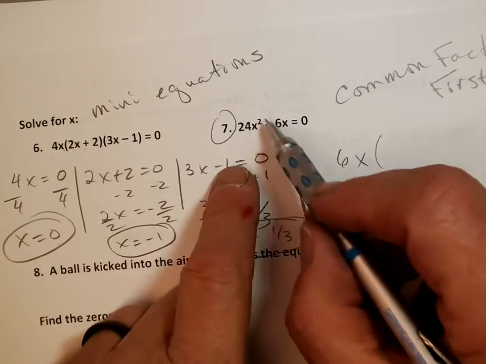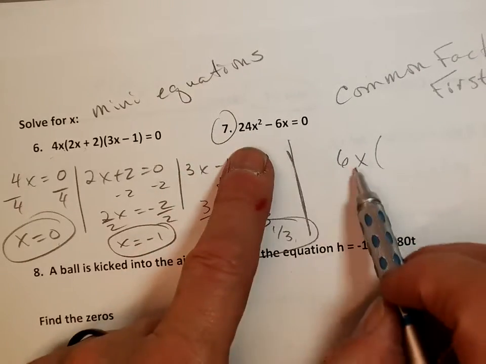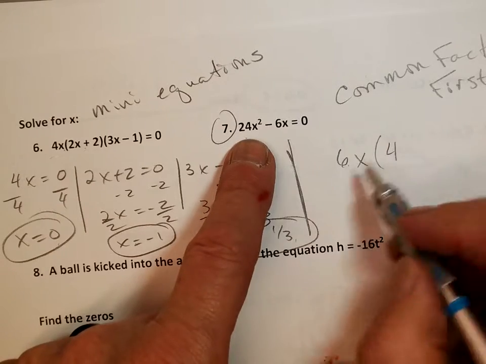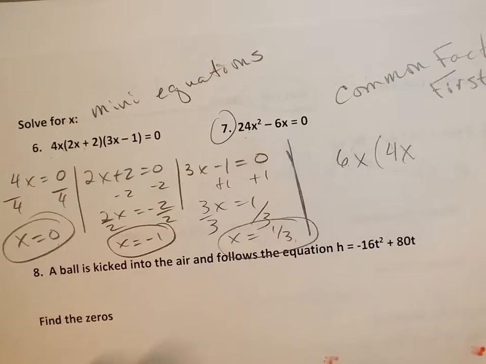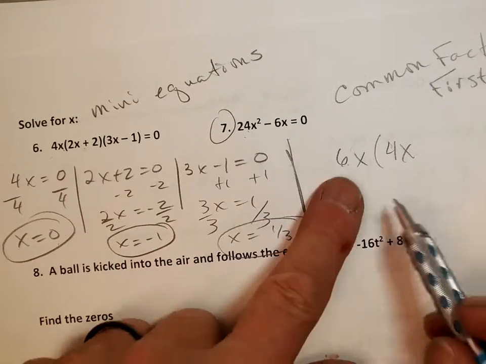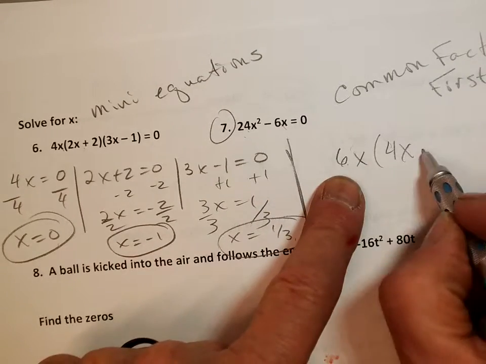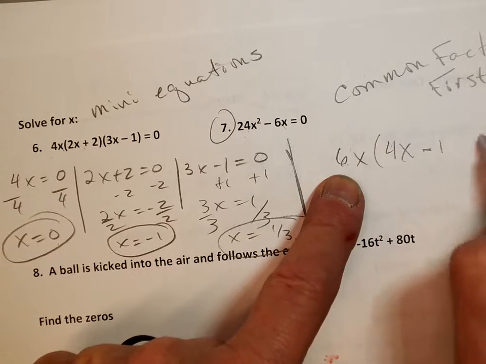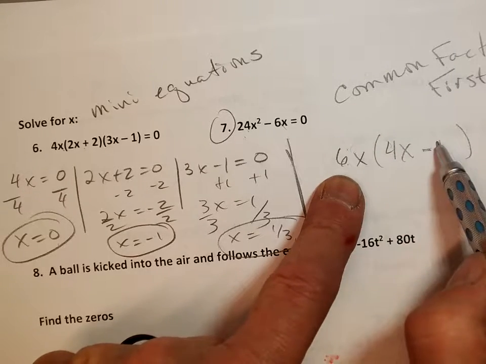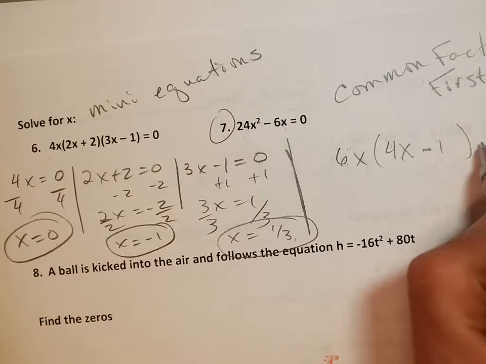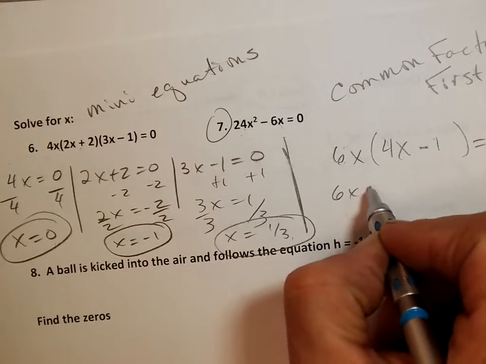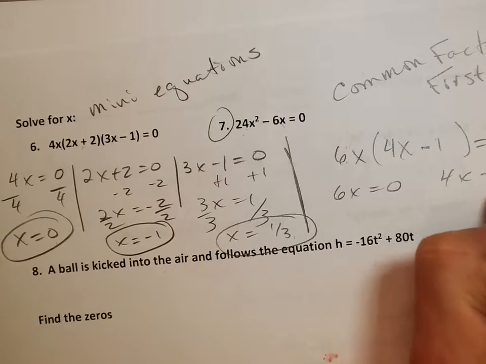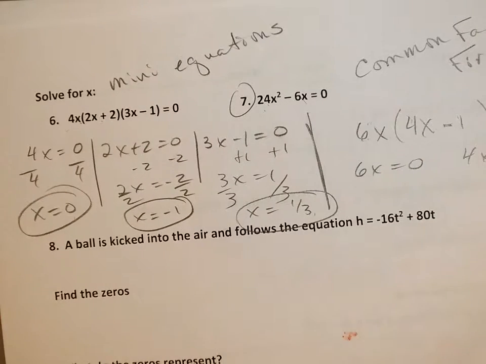So if I factor out the 6x, well, 6 goes into 24 4 times, and I took out its x. And if I went backwards, this times this does make a 24x, right? Then I took out a 6, so 6 goes into 6 1 time, and I took out its x. And again, if I go backwards, this times this, I get my 6x. Okay, now what I have is common factor. I have my mini equations. Now it gets easy, okay? So 6x equals 0, and 4x minus 1 equals 0. I just solved my mini equations, all right?